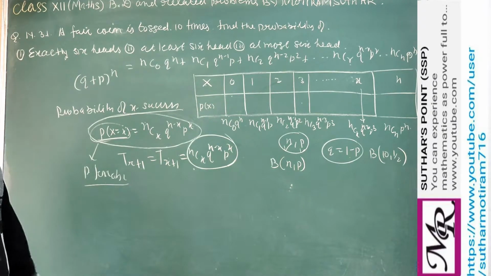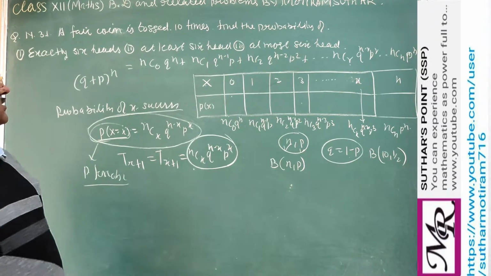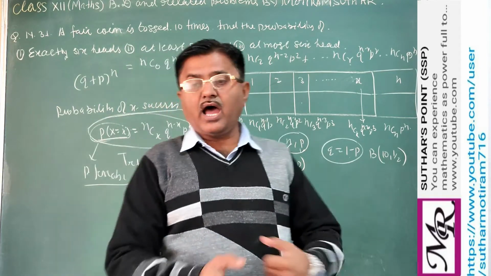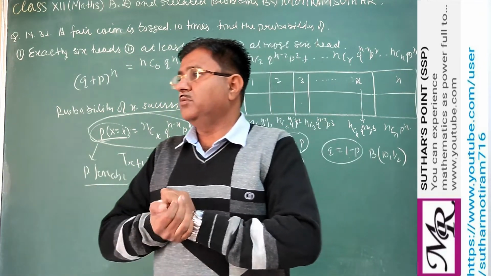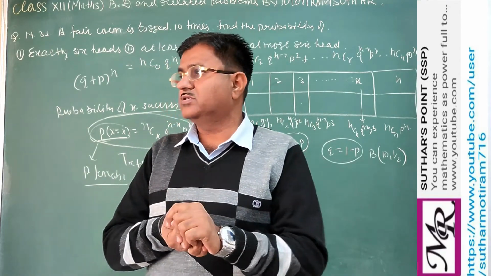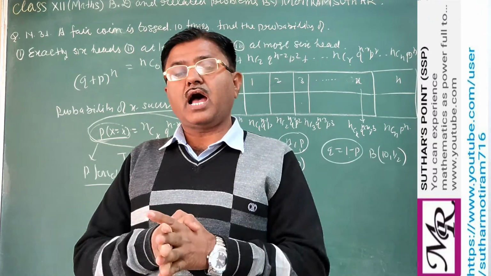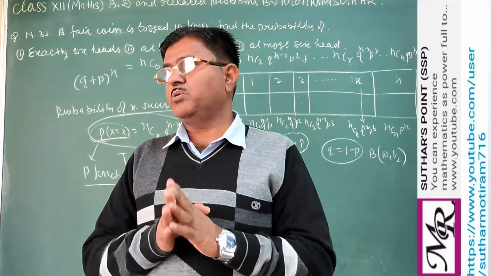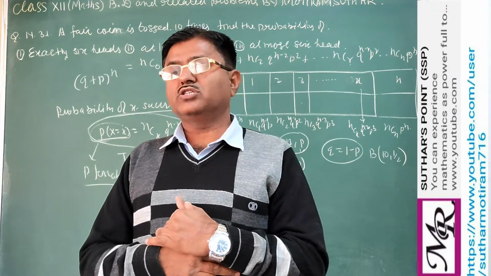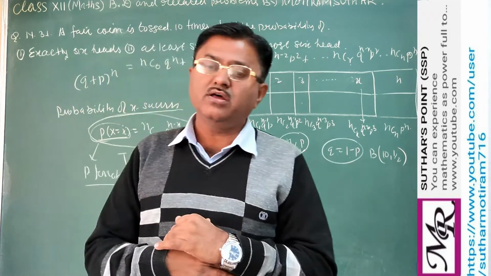We take this example. Now it is very important: how do we check whether in a particular problem the binomial distribution or binomial theorem is used or not? We have to check whether the given experiment is a Bernoulli experiment or not, whether all the conditions of a Bernoulli trial are satisfied or not.